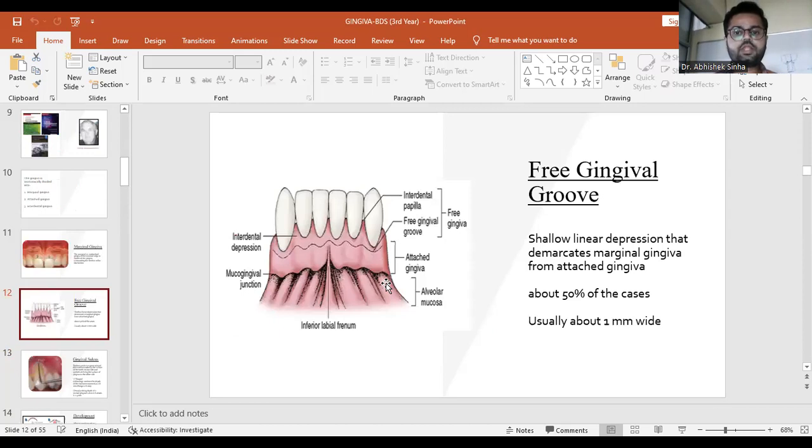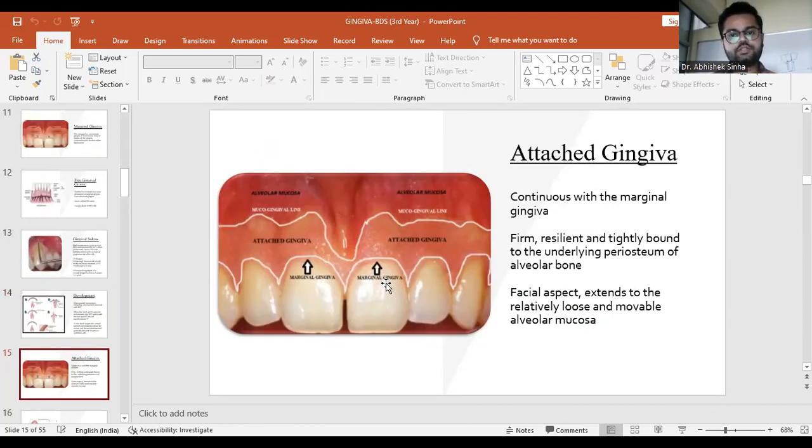Okay. Next, you have free gingival groove. Before we come to free gingival groove, let's first talk about attached gingiva. Now, you know what is marginal gingiva here, right? Next, you have attached gingiva. This is continuous with the marginal gingiva.